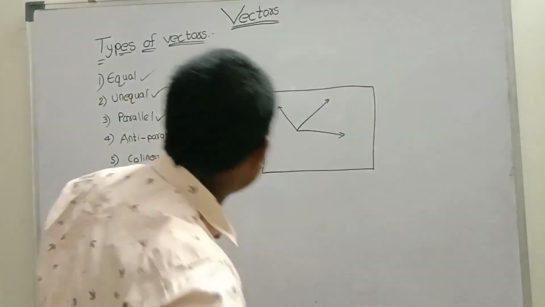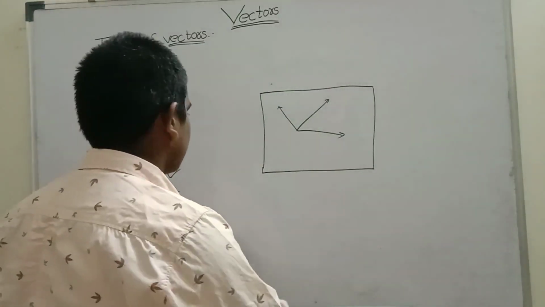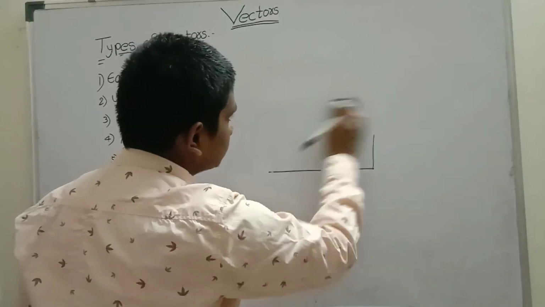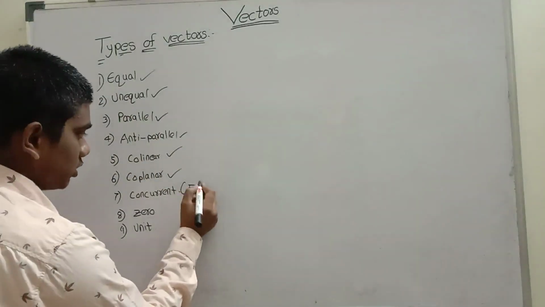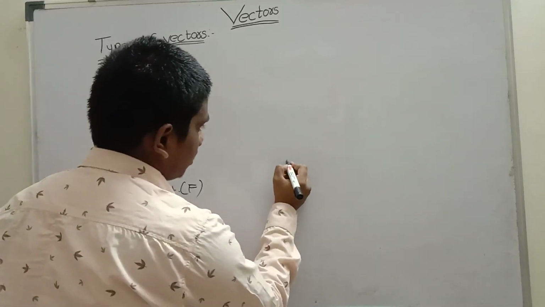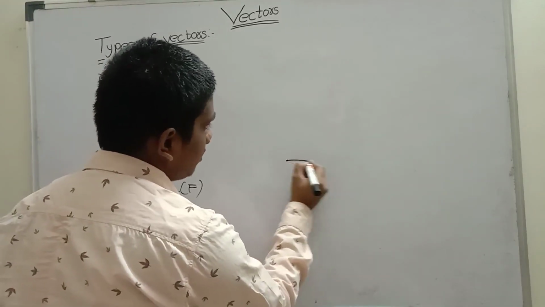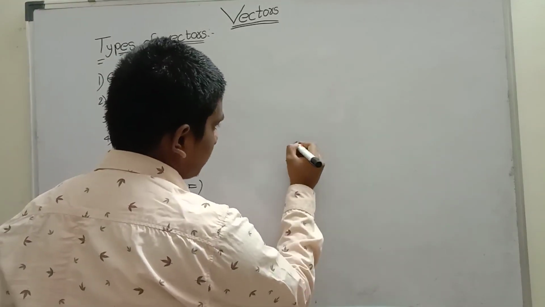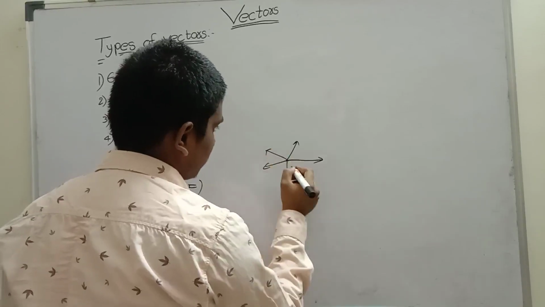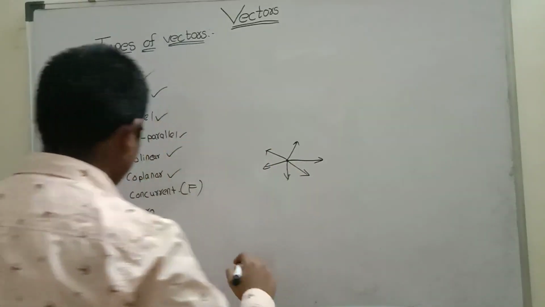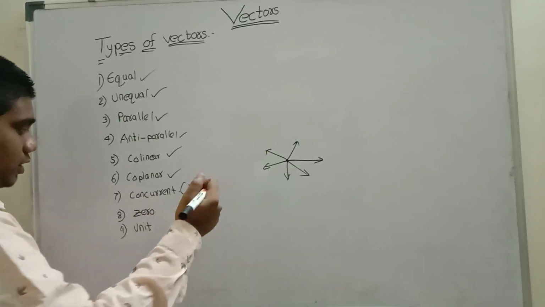Concurrent. Concurrent vector means, this talks about force: from a single point, n number of vectors starting is called concurrent vectors. This is called concurrent vectors.